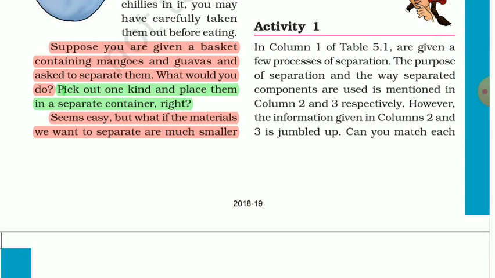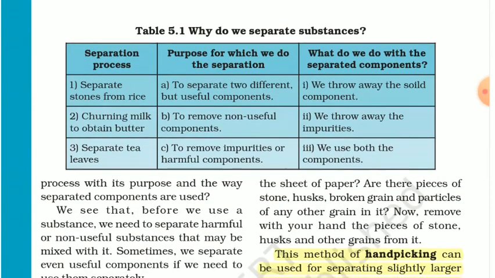purpose of separation and the way the separated components are used is mentioned in column 2 and 3. Here we have column 2 and 3. So what you will do, you have to do this in your copy, that is, why do we separate substances. Just do this in your copy in a complete, well manner. First one, these all will be as it is. That first one is separate stone from rice.